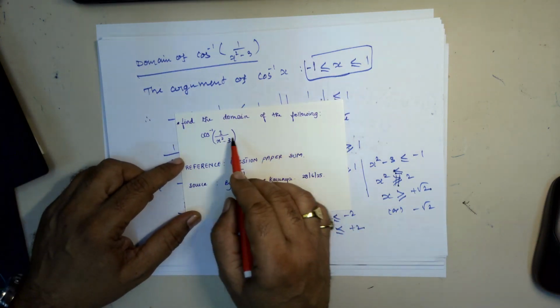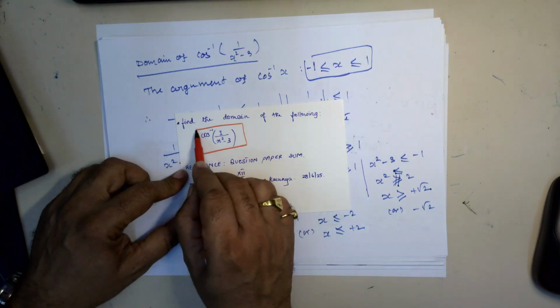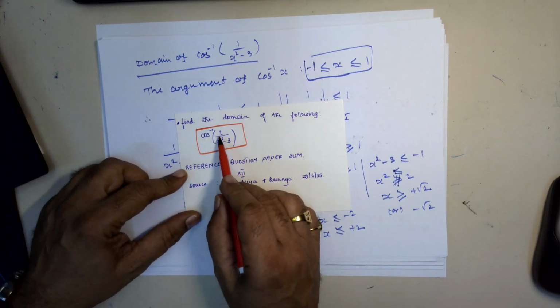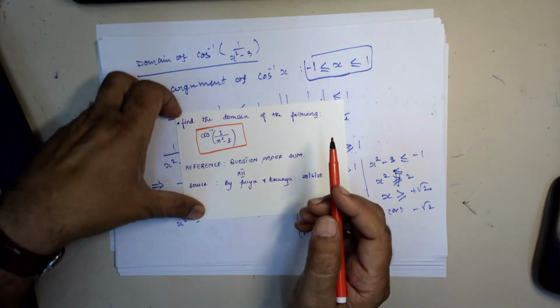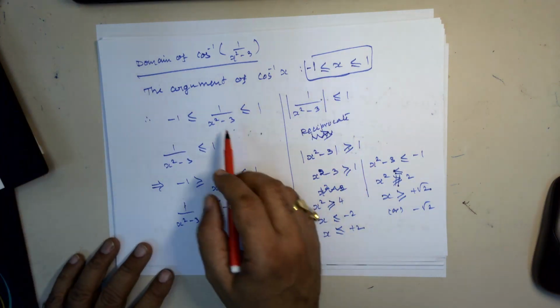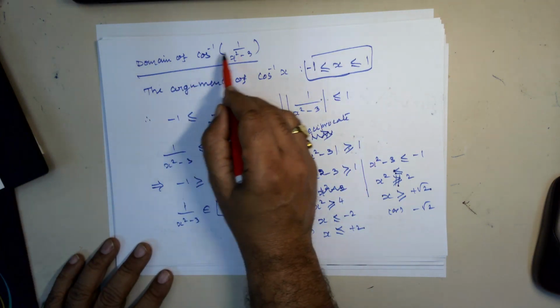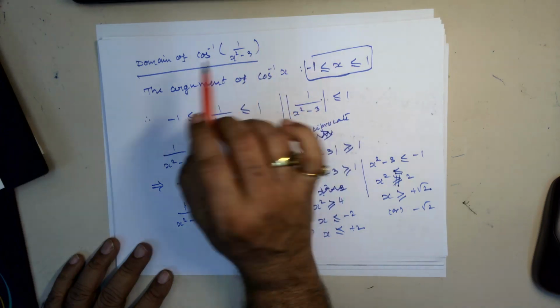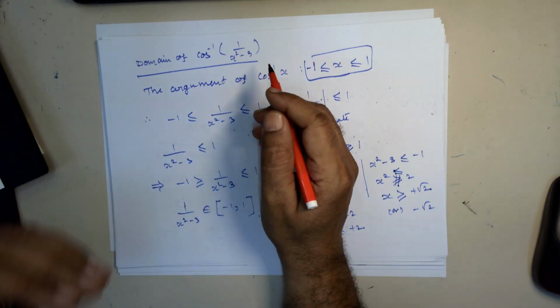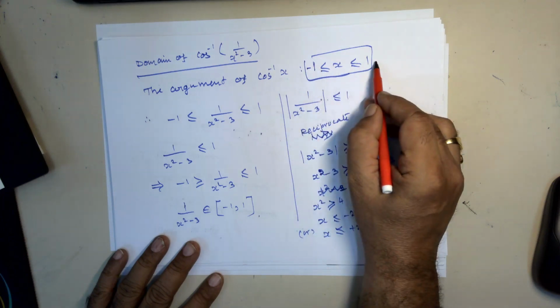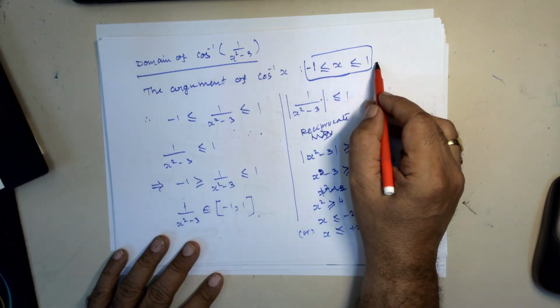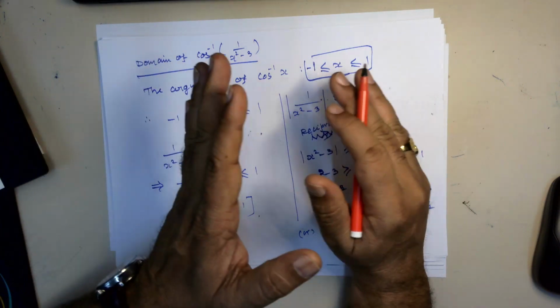Find the domain of the function given here. Okay, so cos inverse of 1 divided by x squared minus 3. Now the domain of cos inverse of 1 by x squared minus 3. We already know for cos inverse of x, the argument must lie between minus 1 and plus 1. It can travel only between these two.